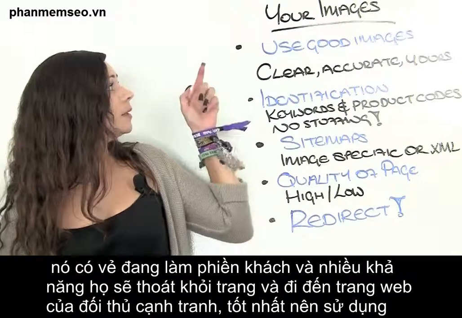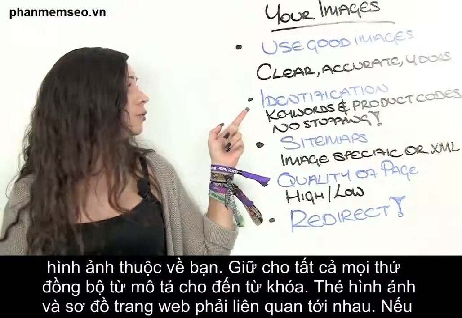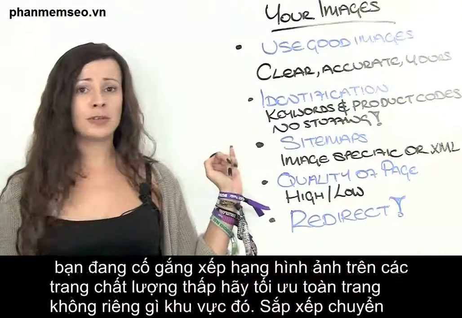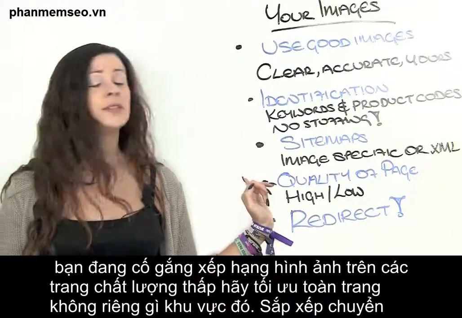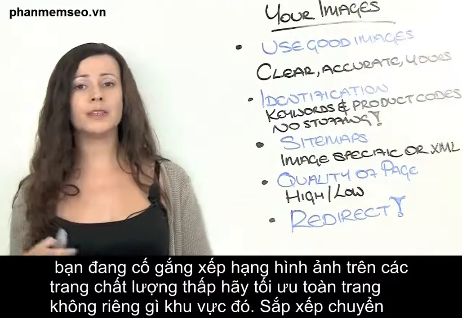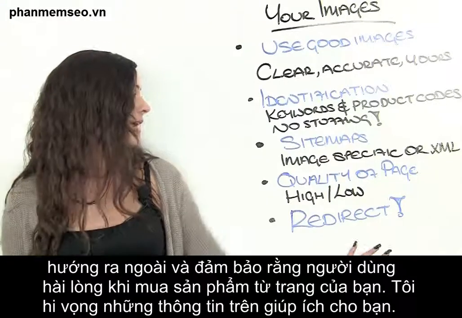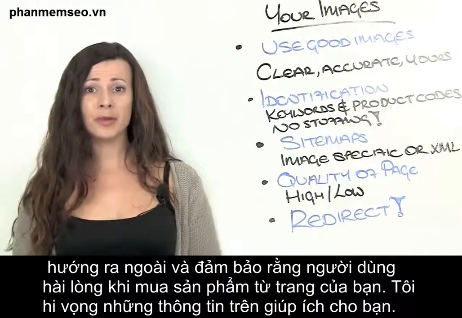So just to recap, use good images that belong to you. Keep your identification all sort of uniform all the way through, descriptive, but don't keyword stuff it. Get your image tags or your image sitemap together. If you are trying to rank for images on low quality pages, go the whole hog, optimize the whole page, not just that area. And please sort the redirects out. Make sure that users are kept happy and buying from your site.